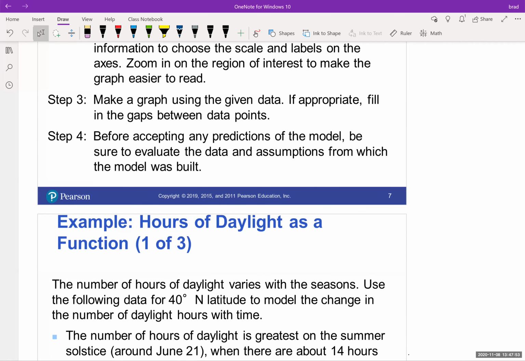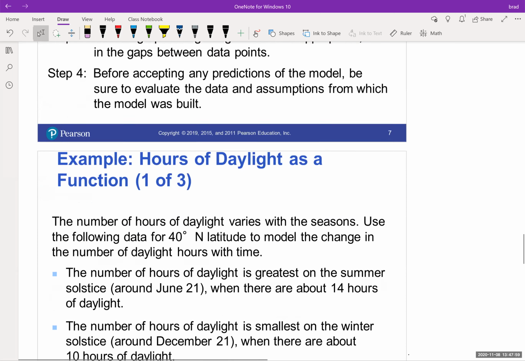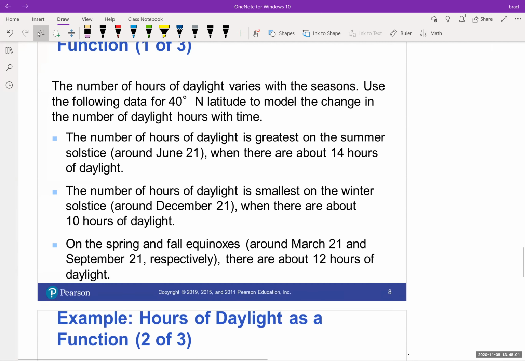Before accepting any predictions of the model, be sure to evaluate the data and assumptions from which the model was built. Okay, so let's take a look at this. The number of hours of daylight varies with the seasons. Use the following data for 40 degrees north latitude to model the change in number of daylight hours. So they're basically saying changing the latitude changes the number of daylight hours with time.